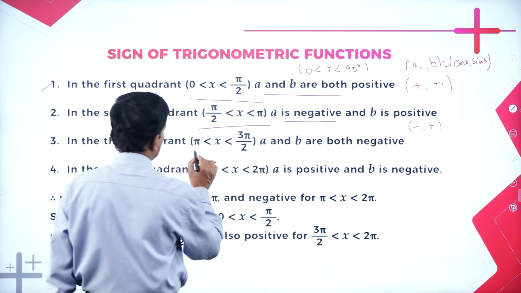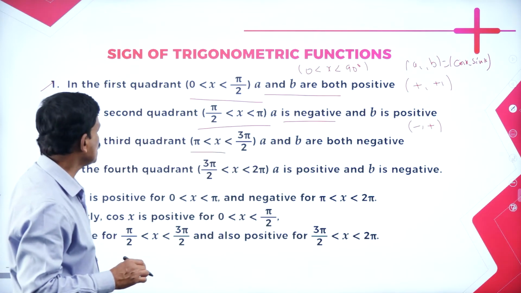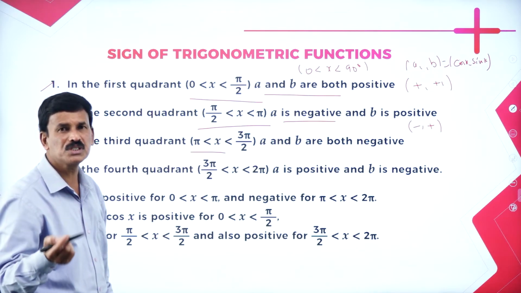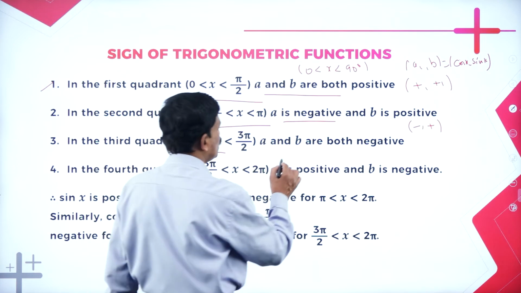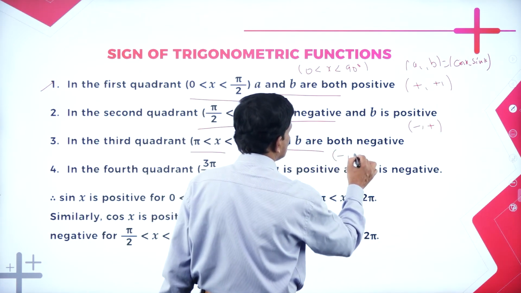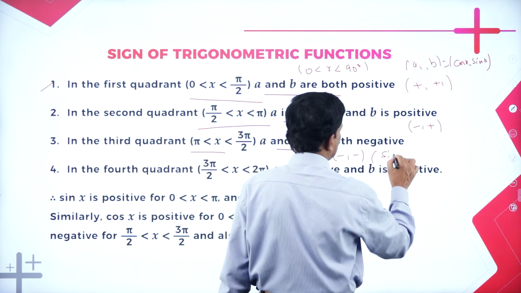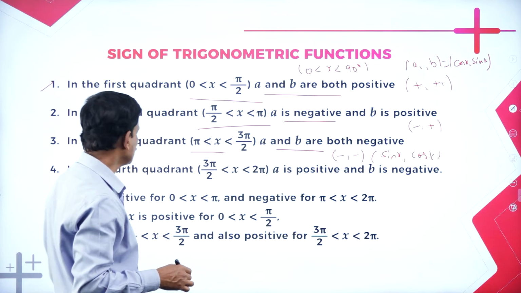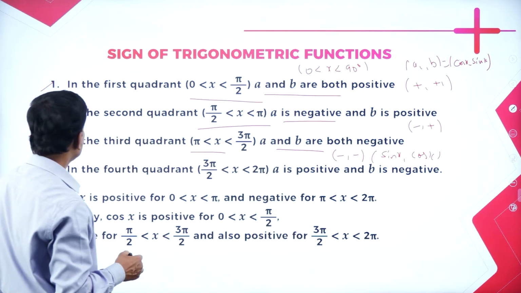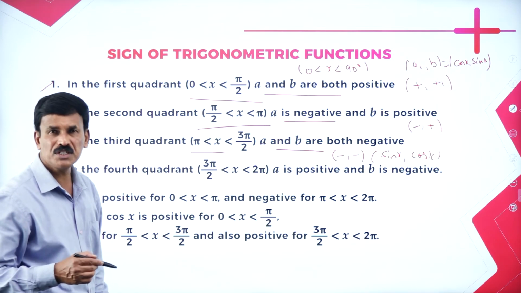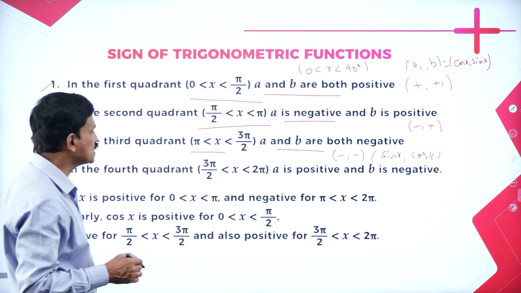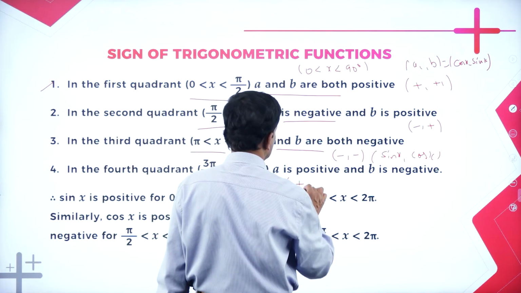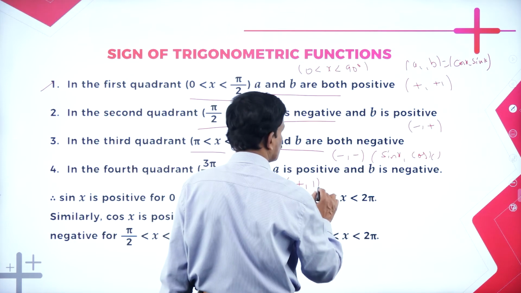Whereas in the third quadrant, pi less than x less than 3 pi by 2, that means 180 to 270 degrees, a and b are both negative. That means a is negative, b is negative, meaning both sin x and cos x are negative. Sin and cos both are negative. So in the fourth quadrant, 270 to 360, 3 pi by 2 less than x less than 2 pi, a is positive and b is negative.